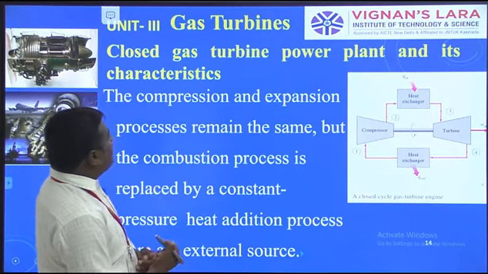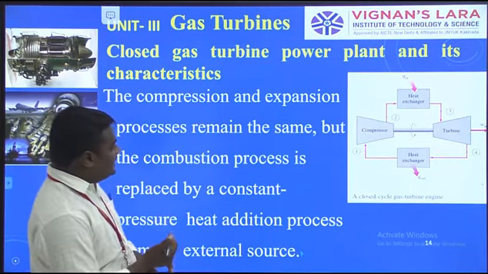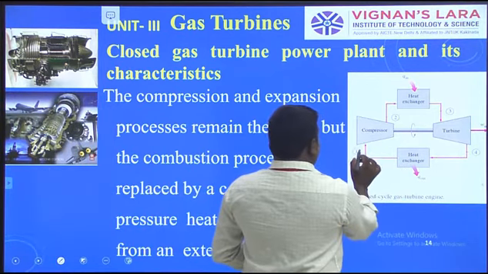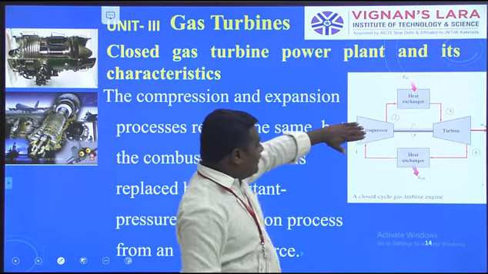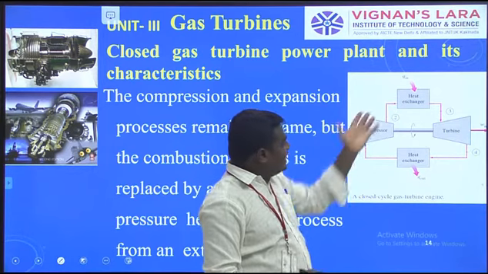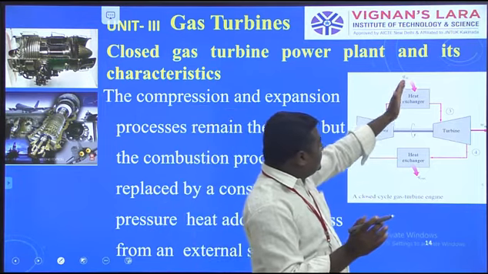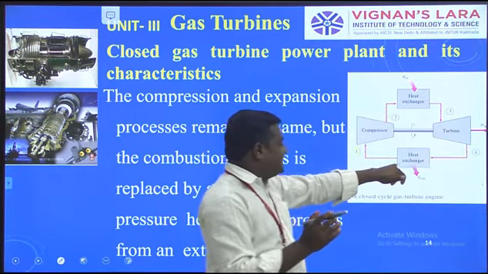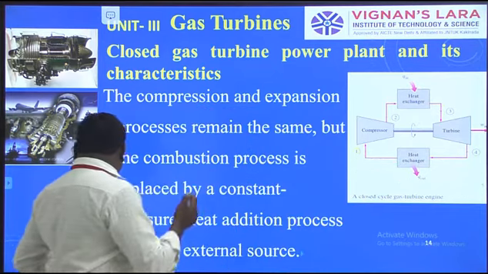And the closed gas turbine power plant and its characteristics. So we have to see here, this is the heat exchanger. First of all, we take the first point, the compressor. After the compressor compresses the air, it goes to the heat exchanger. In the heat exchanger, heat will be exchanged from one form to another. Then after the heat exchanger, it will go to the turbine and then back to the heat exchanger. It is a continuous recycling process.